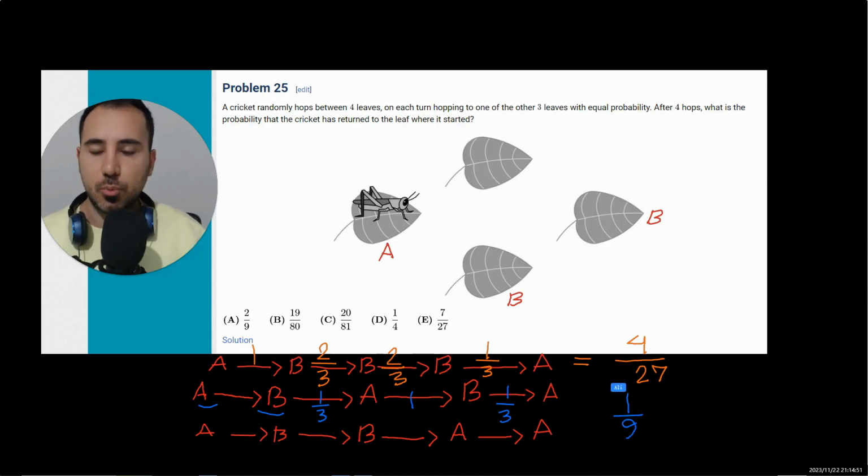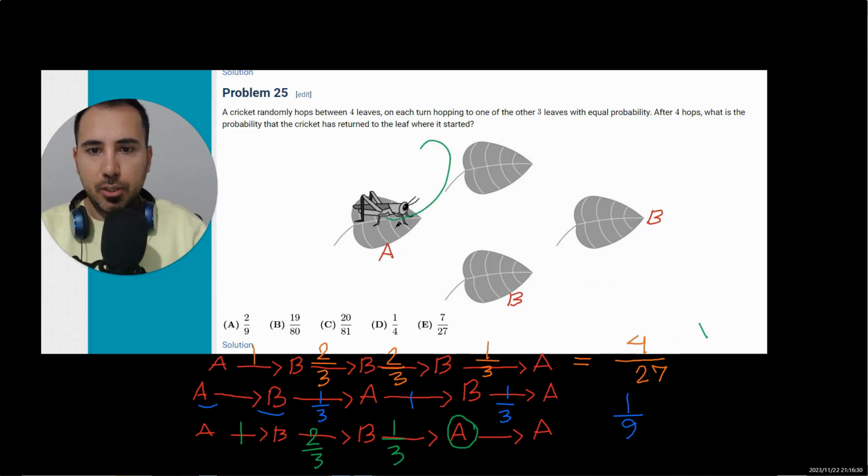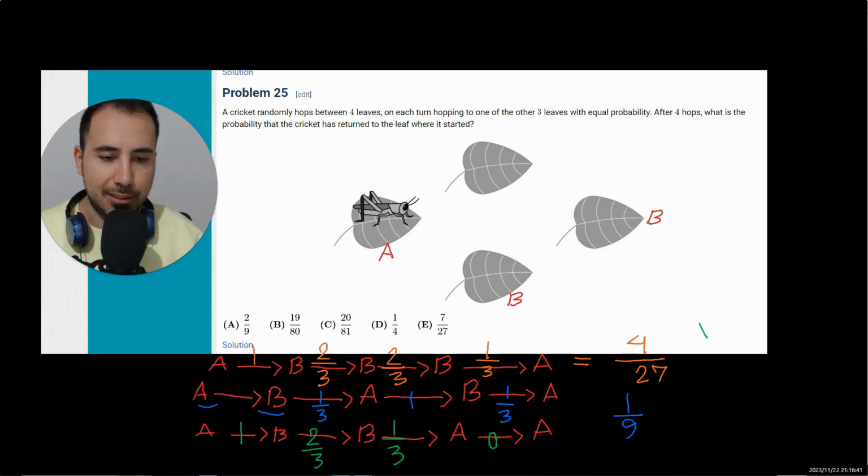And there will be the next one. Let me change color. A to B, 1. B to B is 2/3. And now the possibility of going B to A is 1/3, we already have this. But look at the last one. We are already at A. Can we hop and go back to A? No, so the last one will actually be 0. So it's going to be 1 times 2/3 times 1/3 times 0. So this one, we didn't even have to write it. So this one is out. We only are left with these 2 possibilities.